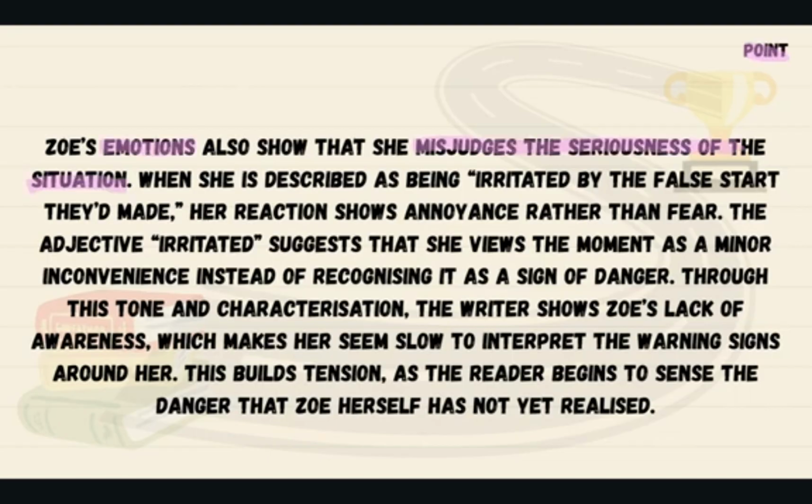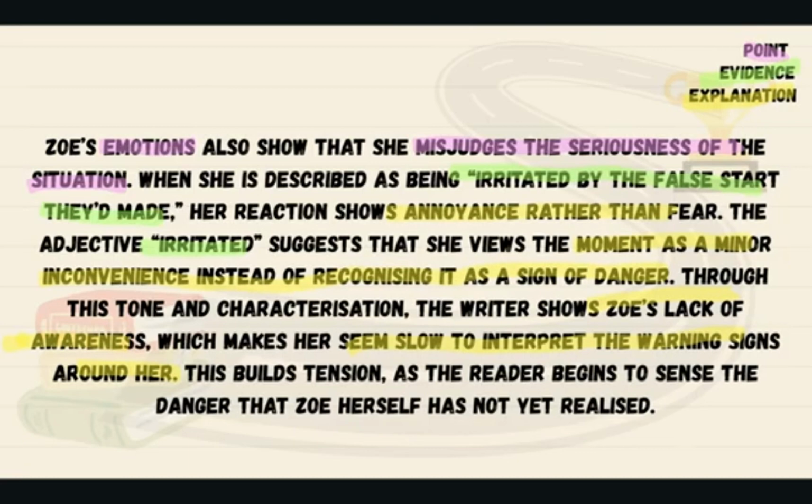In pink here, I've put the point, and it shows that she misjudges the seriousness of the situation. In green, I've put the evidence, which is the quotes. In yellow, I've put the explanation, and then in blue, I've put the link back to the question.